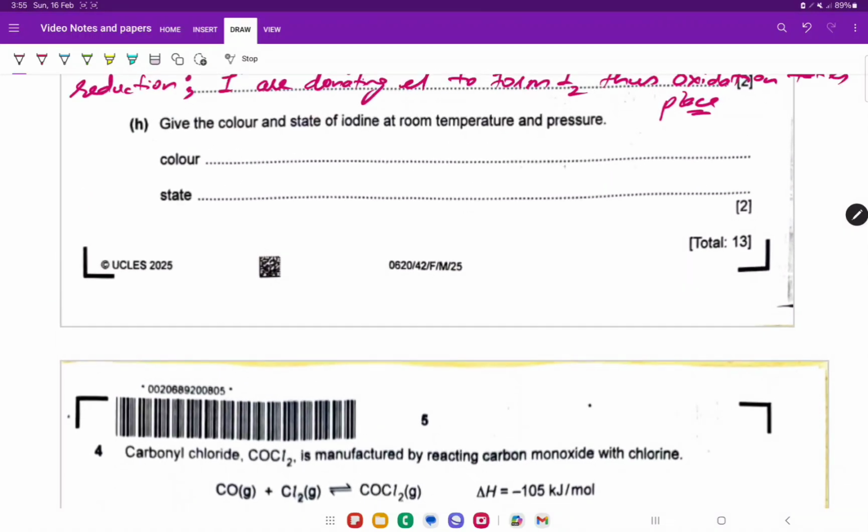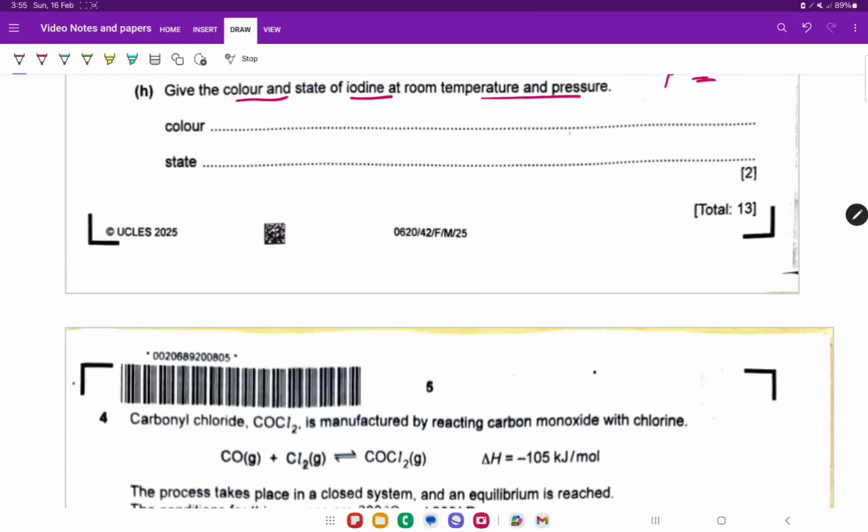Now give the color and the state of iodine at room temperature and pressure. Now iodine's color is purple, or we can say dark purple, which is almost black in color, so we can write purple-black. And it is solid. It is a van der Waals solid. So it is solid at room temperature, a van der Waals solid. So it exists in the form of crystals. State is solid.